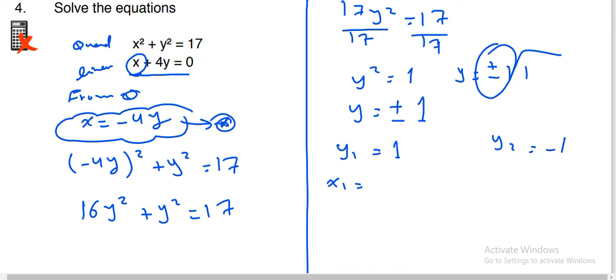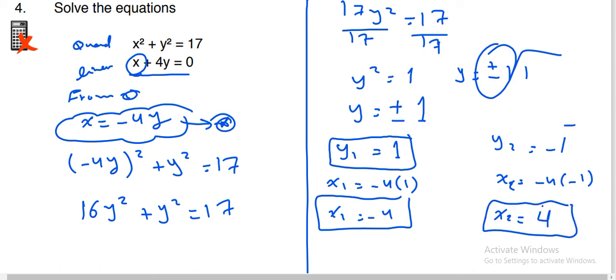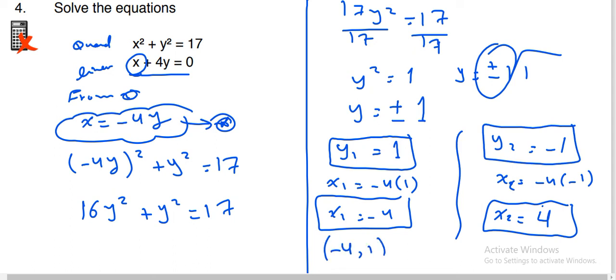So we get x1 from star: negative 4 multiplied by 1, so x1 equals negative 4. Here x equals negative 4 multiplied by negative 1, so x2 equals positive 4. So this is the first solution, negative 4 and 1, and here 4 and negative 1. Don't forget, if you want to write the solution as ordered pairs, the value of x will be written first and the value of y will be written second.